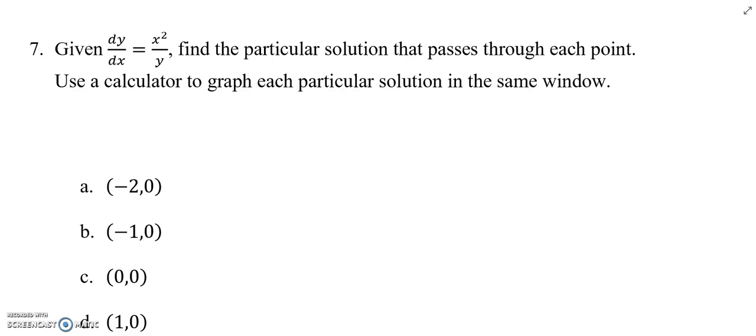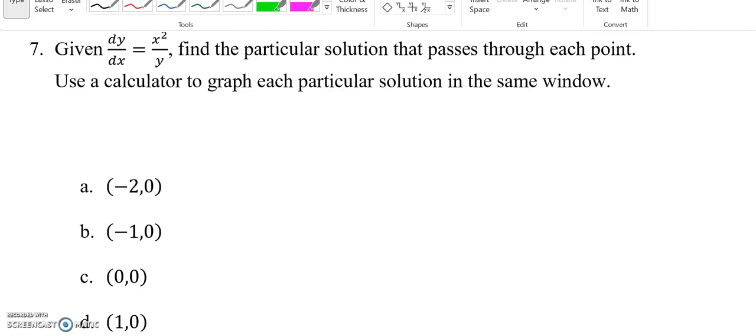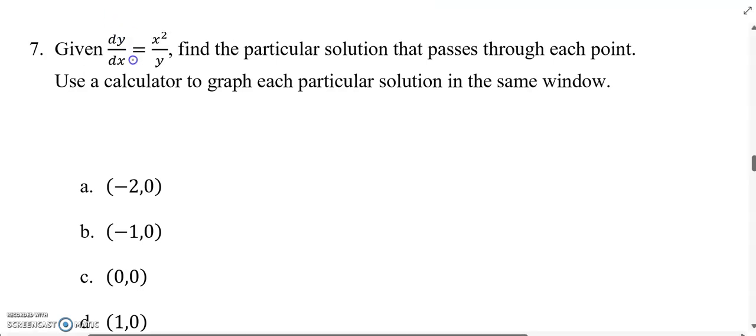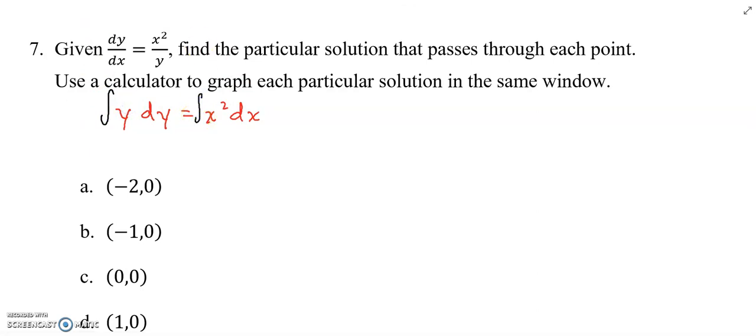So, the first step would be to separate the variables. This is going to separate the same way that the third example above separates, right? We're going to multiply by y on each side, multiply by dx on each side, and then take the antiderivative of both sides. And when we do that, we get 1/2 y squared equals 1/3 x cubed plus c.